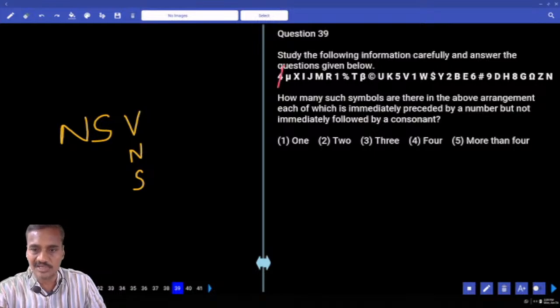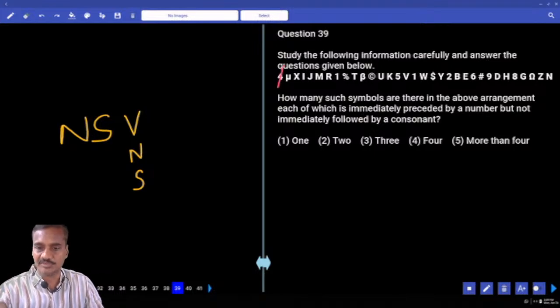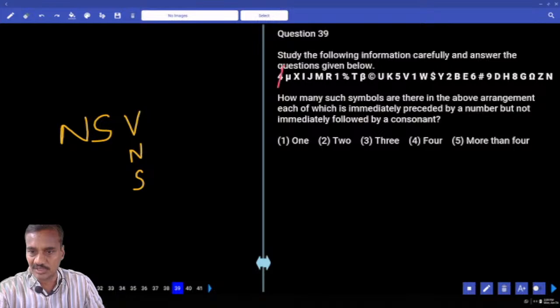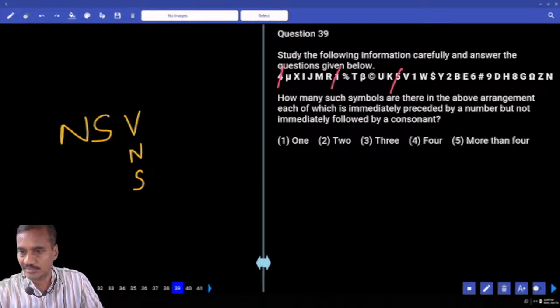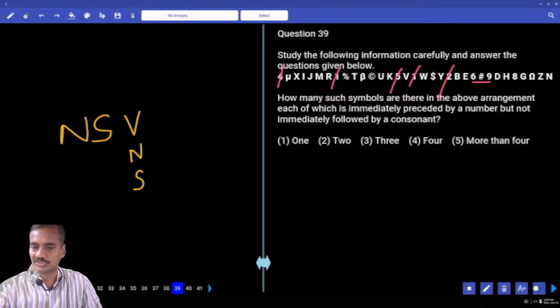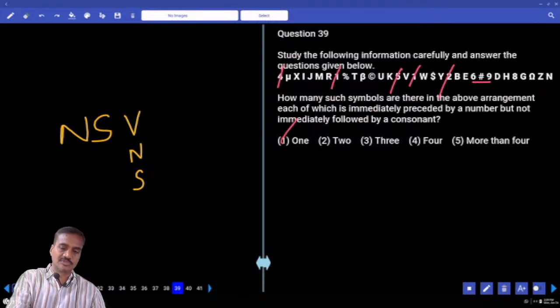Yes, number symbol again a consonant. This cannot be taken. Next one, number symbol again a consonant. Next one, number not followed by symbol. Number symbol and a number. Then next one, number. That's it. Only one choice, choice one, question number 39.